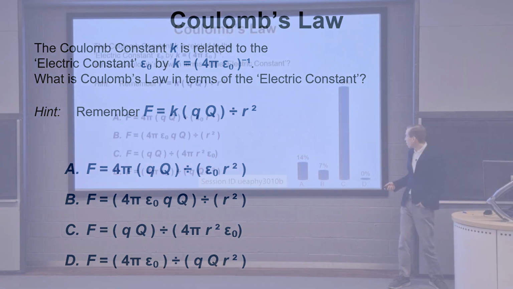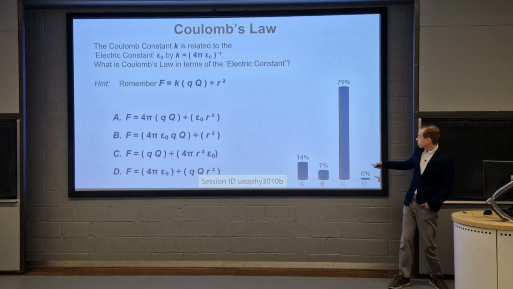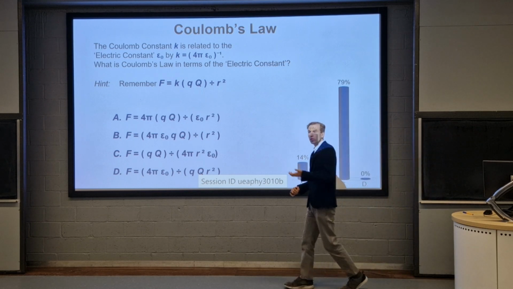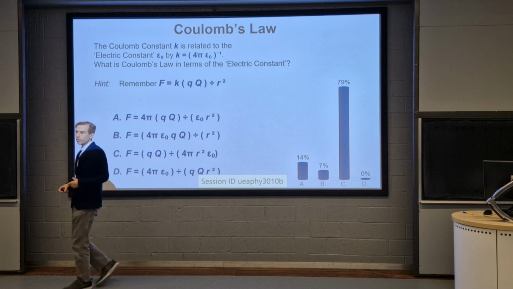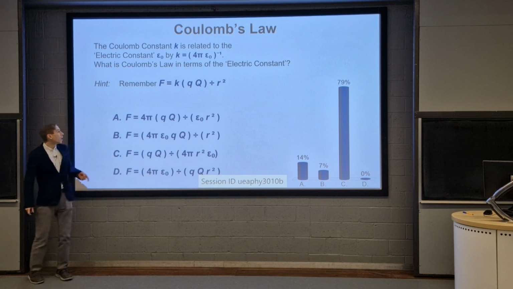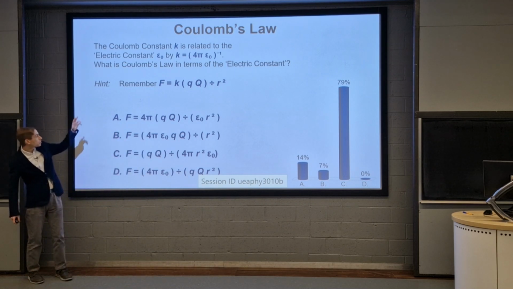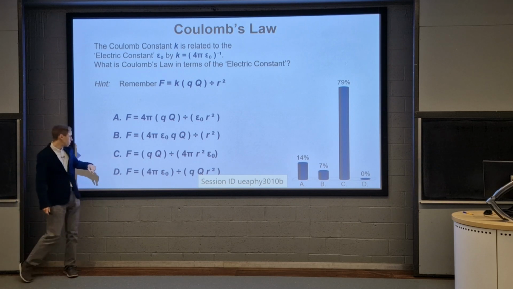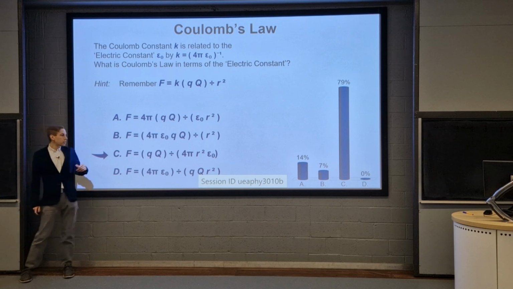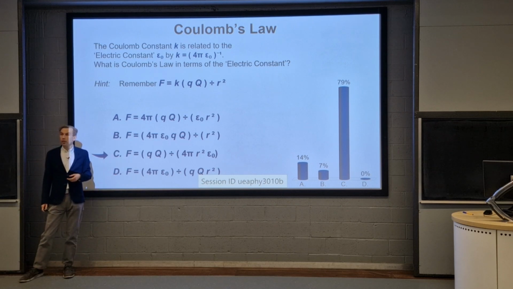Okay, so nobody's going for D. Looks like most people are going for C. Now there's a few ways you can do it. You can either start from the options and check them, or you can just substitute in for K and see what you get. And when you do that, we're going to be dividing by the 4 pi epsilon naught. So that's going to give us option C over here. So very well done, everybody. Gave that question a go, especially if you got that, it's option C.